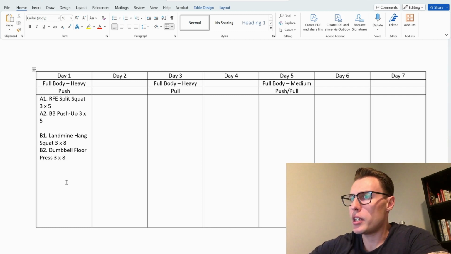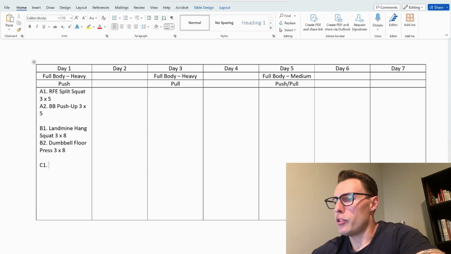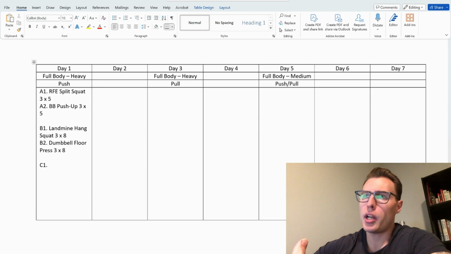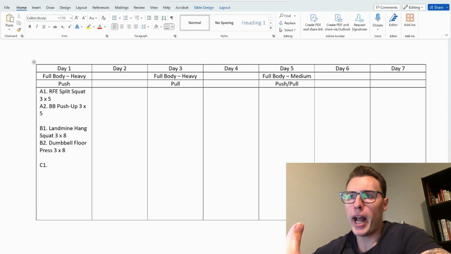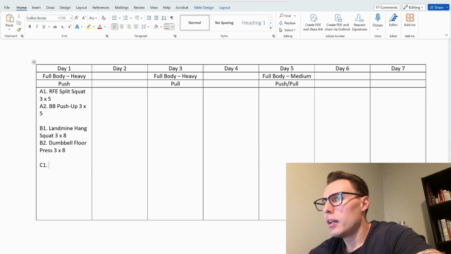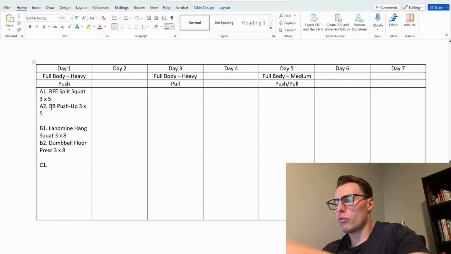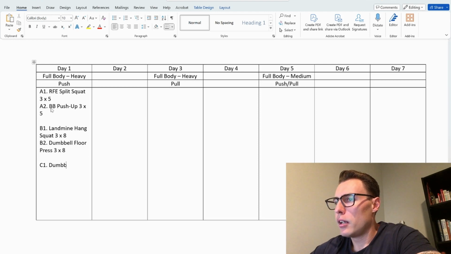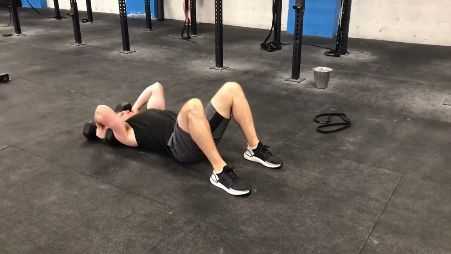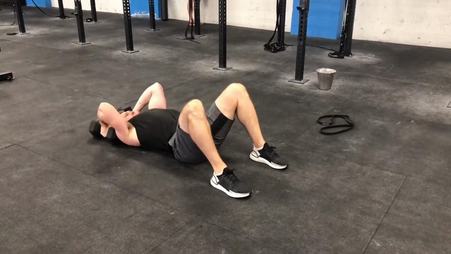And then let's say for C, for some of the accessory stuff, we might do a tricep focus exercise, or maybe an upper back focus exercise. We want to keep it push focused. To do push-ups, you've got to have strong triceps. So we might do something like dumbbell floor extensions for 2 to 3 sets of 10.